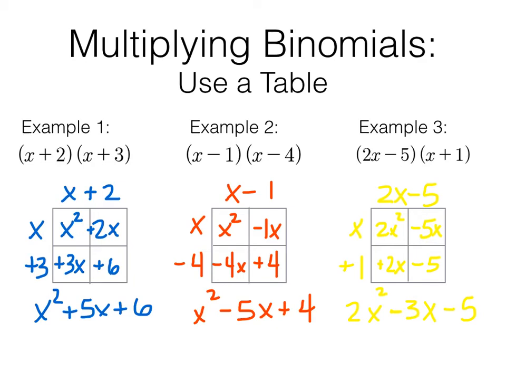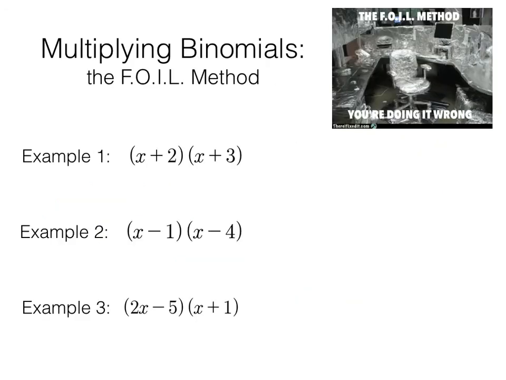Okay, one more method, and this one is my favorite. It's called the FOIL method. And no, not this, not actually using foil. But F stands for the word first, O for outer, I for inner, and L for last. First, outer, inner, last. And what, pray tell, are they talking about? Well, the first is the product of the first term in each set of parentheses. So, F for first, x times x, x squared.